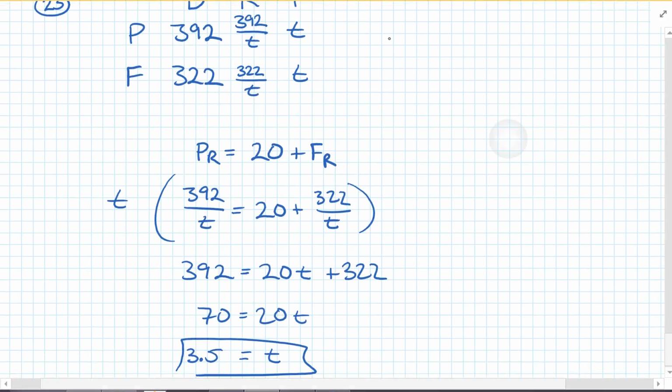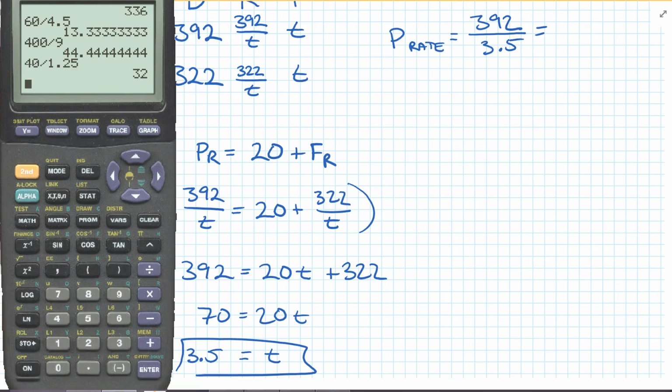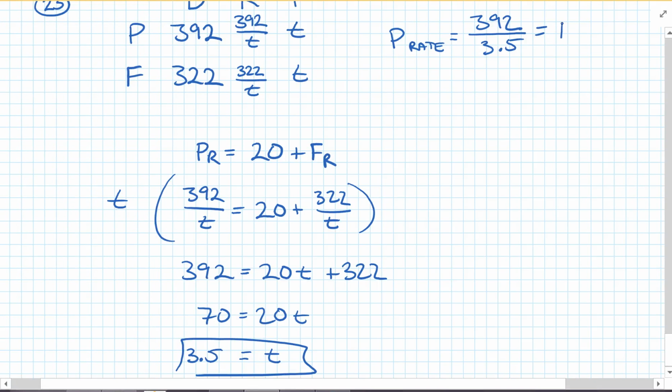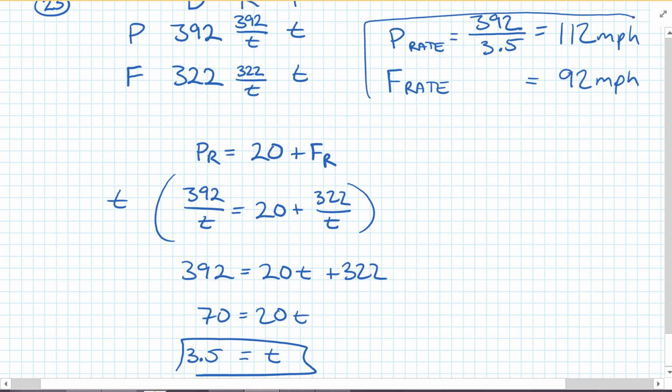So we can find our rate. So the passenger train's rate is 392 over 3.5, which would be 392 divided by 3.5 equals 112. So that's 112 miles per hour. Well, the freight train's rate we know is 20 miles an hour slower, so we can just say 112 minus 20, and that's 92 miles an hour. Easy enough? Okay, next one, 24.